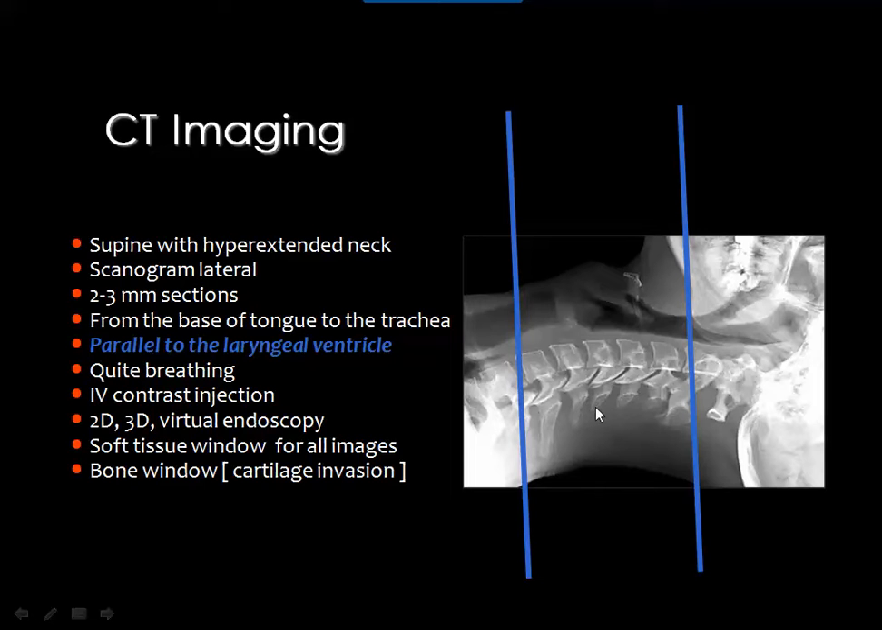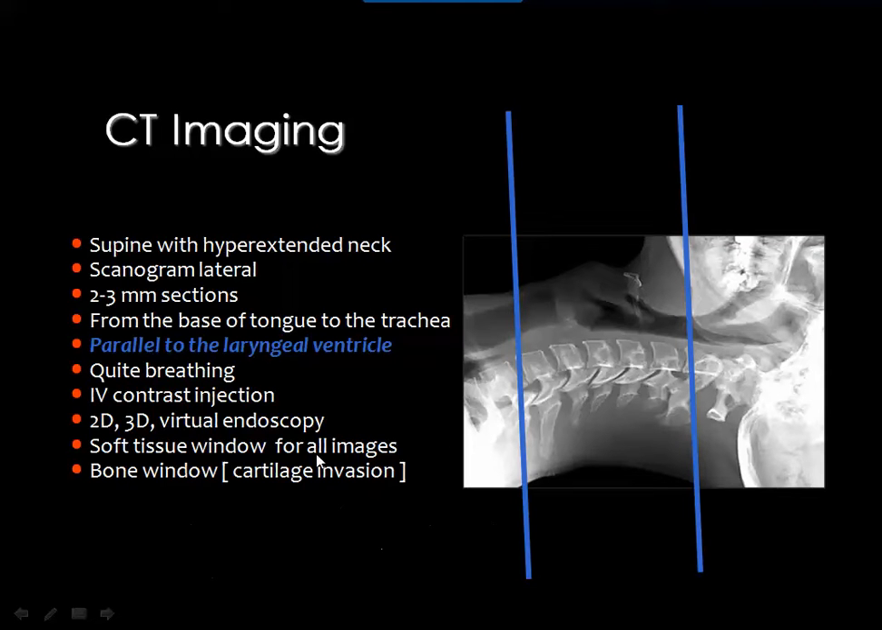The sections are usually taken at 2 or 3 millimeter scan intervals, and they are usually oriented parallel to the laryngeal ventricle, which is located, as I will mention, between the false and true vocal cords. Then we do not usually ask the patient to hold the breath or to stop swallowing, and these two instructions will make the patient more anxious to swallow and more anxious to have deep breath. Then don't give the patient any instructions about breathing or swallowing.